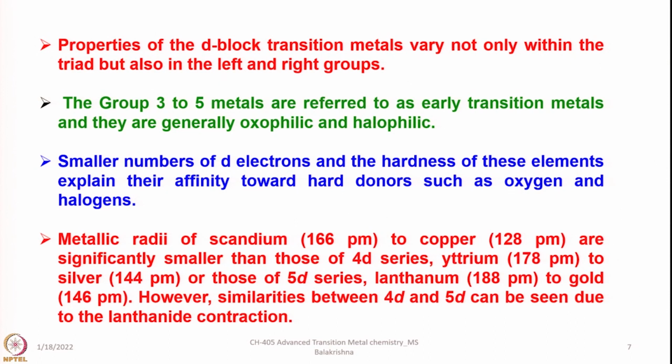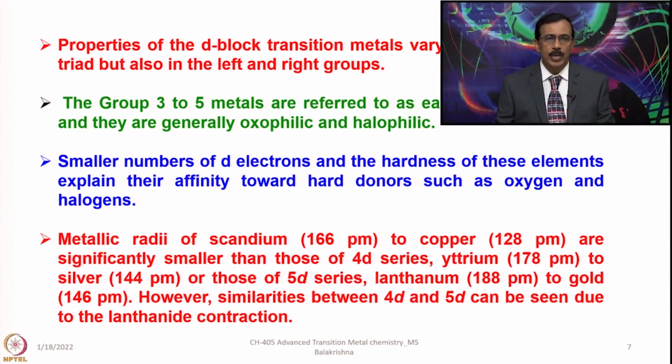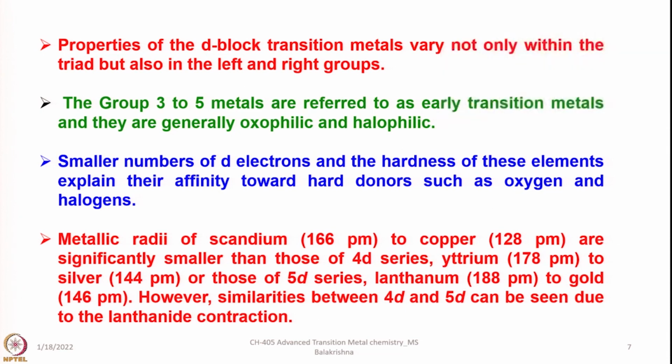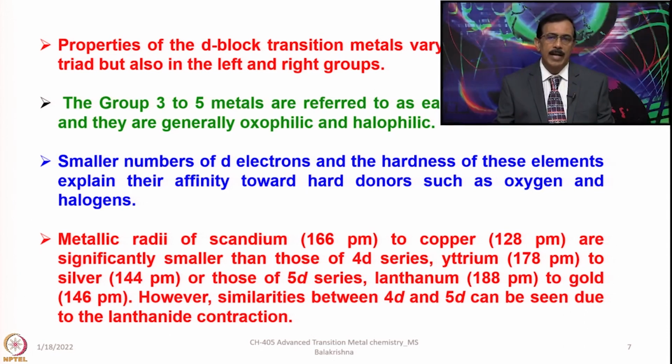That means those having electronic configuration of D1, D2 and D3, they have up to 5 electrons in their valence shell considering 2 s electrons. They are referred to as early transition elements, or almost having up to D5 electrons are considered as early transition metals. And once we cross manganese and go further towards the right side of the periodic table, they are considered as late transition metals. So, smaller number of D electrons in the early metals and the hardness of these elements explain their affinity towards hard donors such as oxygen and halogens. That is the reason they are called oxophilic and halophilic.